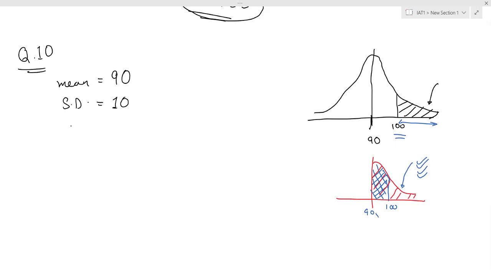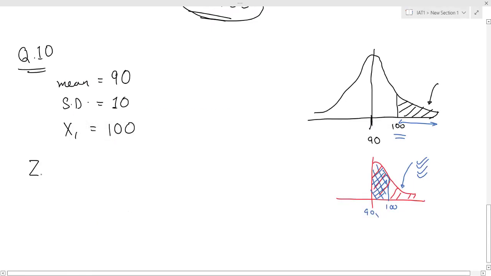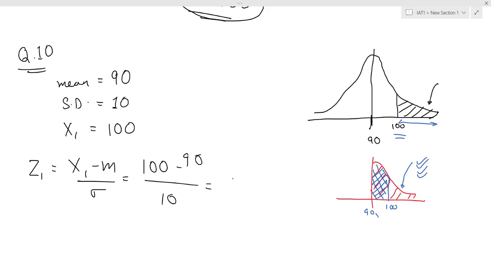We have our formula. In this question, our x1 is going to be 100, because we have to find the probability of a car traveling more than 100 kilometer per hour. So we can write z1 is equal to x1 minus mu upon sigma. x1 is 100, mu is 90, sigma is 10. 100 minus 90 divided by 10 is 10 divided by 10, which is 1. So z1 is 1.